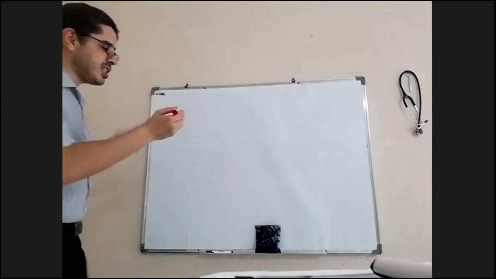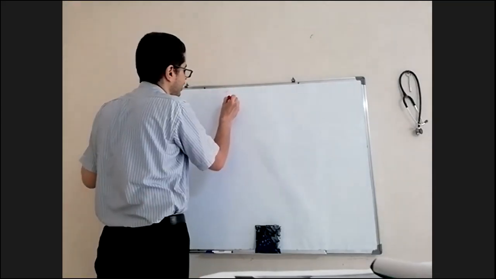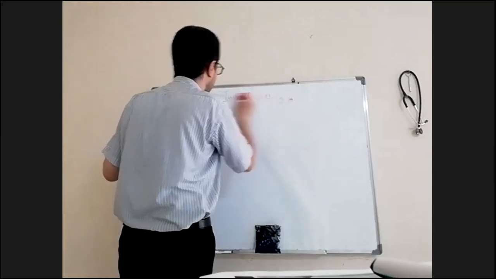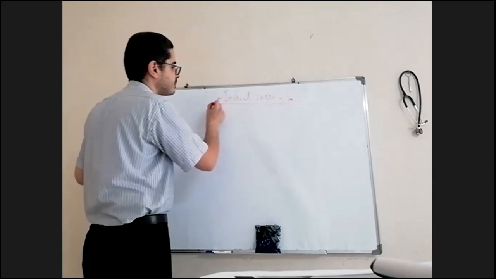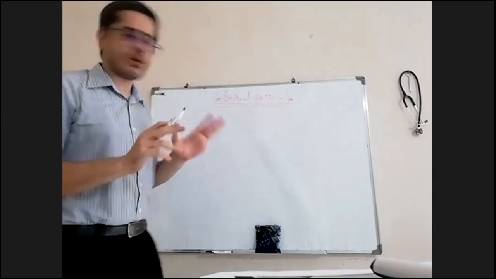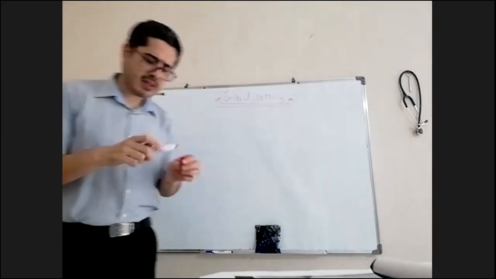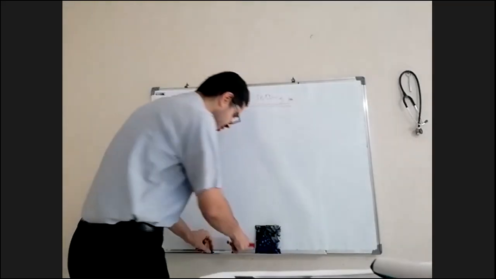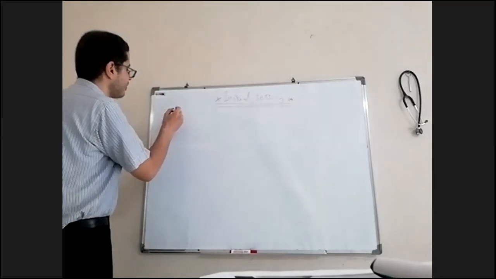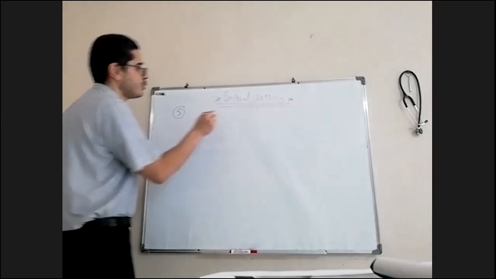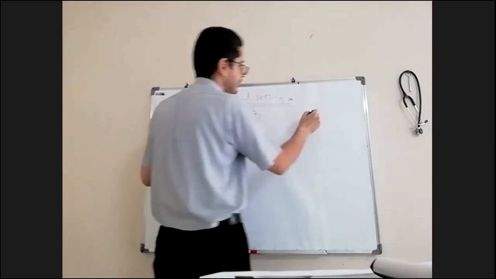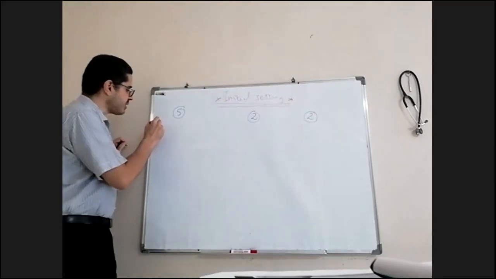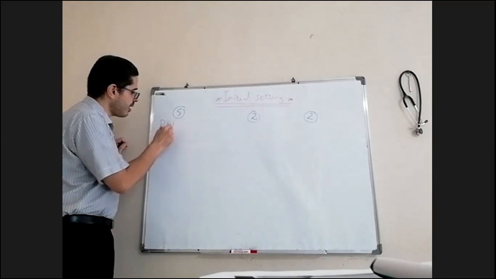So let's talk about initial settings. Initial settings, I will talk about in general. After that the settings are different according to the strategy and the disease of the patient. So remember what I said, 5, 2, and 2. In the first 5, peak inspiratory pressure.